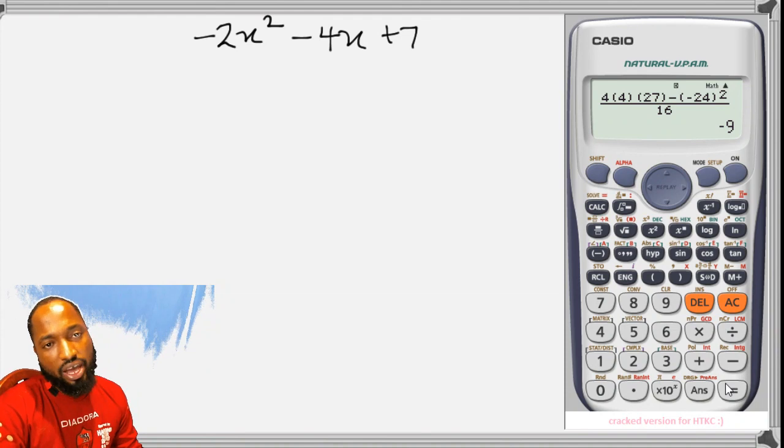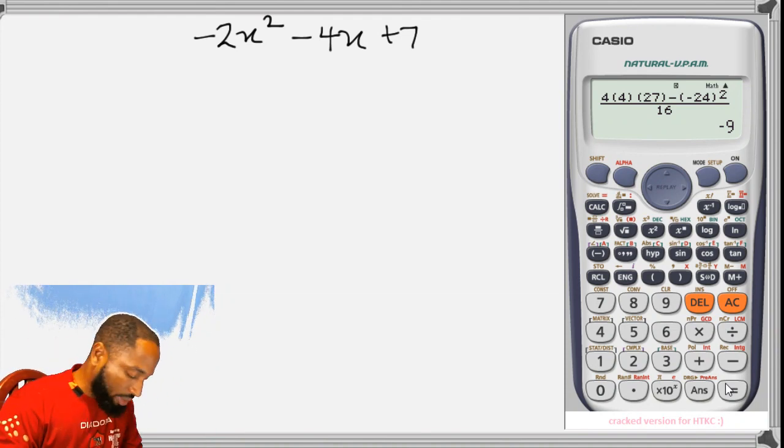Negative 2x squared minus 4x plus 7. So we completed the square there.